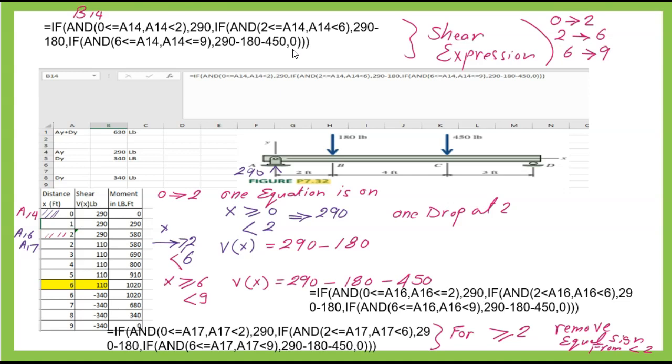These are the equations for shear, and for the values (x minus 2) raised to the power of 0, in Excel we use 1. So we kept 290 as if we are writing 290 by 1 minus 180 by 1 minus 450 by 1, comma 0. And how many brackets we have? We have 3 because we have 3 conditions. A14 here represents the x value. In the first term, we included 290. In the second term, we included 290 minus 180. And in the third term, we included 290 minus 180 minus 450.